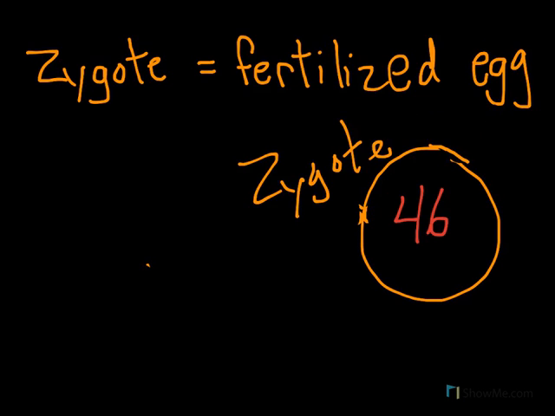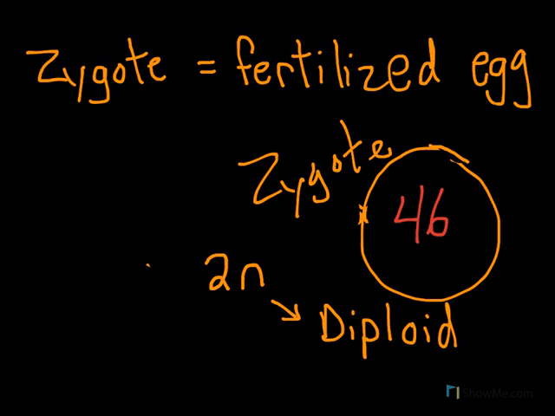So now we have a zygote, which is the full set of chromosomes that make a human what it is, and we consider this to be 2N. Two sets of chromosomes, one from mom and one from dad. And this is called a diploid cell. Diploid: di meaning two, and ploid referring to the number of sets of chromosomes.